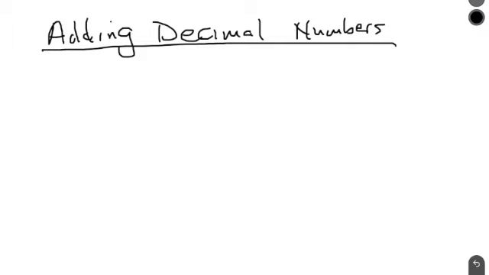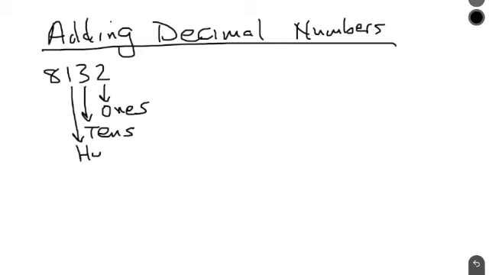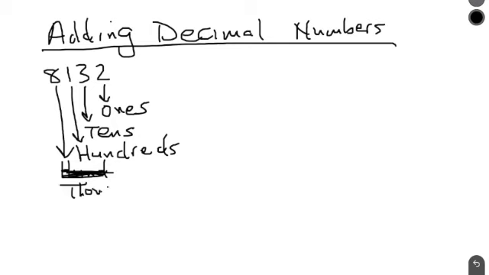The procedure we've been following is ensuring that when we add, we line up each of the respective numbers under their place. By place, let's just throw out the number 8132. This is the ones place, this is the tens place, this is the hundreds, and this is the thousands. You may have different terminology, but I think you would understand. Sorry, I can't write and talk at the same time.